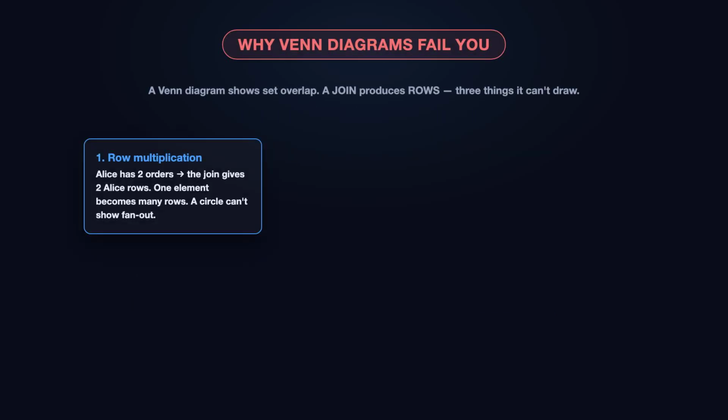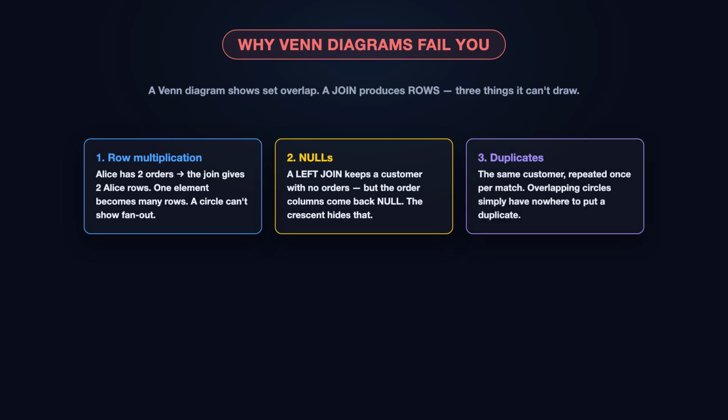Here is why the Venn diagram fails you. A Venn diagram shows set overlap, which elements are in both circles. But a join does not return a set of elements. It returns rows. And three things happen with rows that a Venn diagram simply cannot draw. First, row multiplication. If Alice has two orders, an inner join gives you two Alice rows, one per order. One element on the left becomes many rows in the result. A single circle cannot show that fan out.